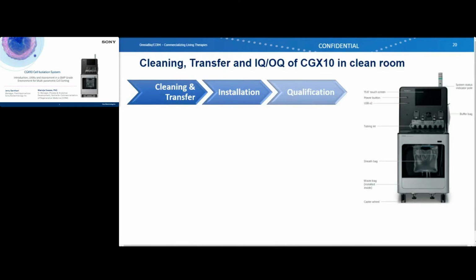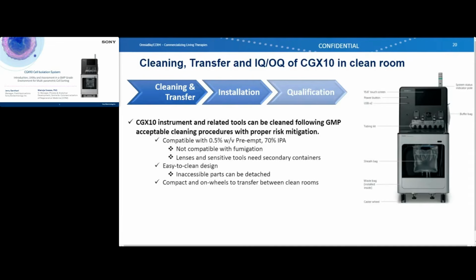Any equipment or materials that are introduced into a GMP facility have to undergo appropriate cleaning procedures to minimize the introduction of viable and non-viable particulates and the risk of cross-contamination of the facility. CCRM performed a thorough risk assessment for the CGX10 instrument and related tools for their cleaning suitability, following GMP acceptable procedures, and a risk mitigation plan was developed.